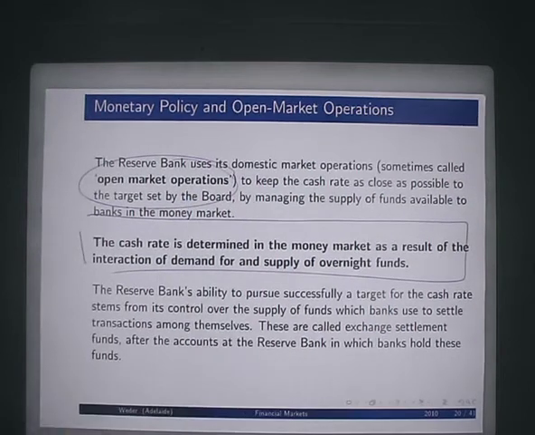That is, they buy and sell government bonds from private owners of these bonds. So think about private banks. Okay, so how does it go? How does the central bank do this?